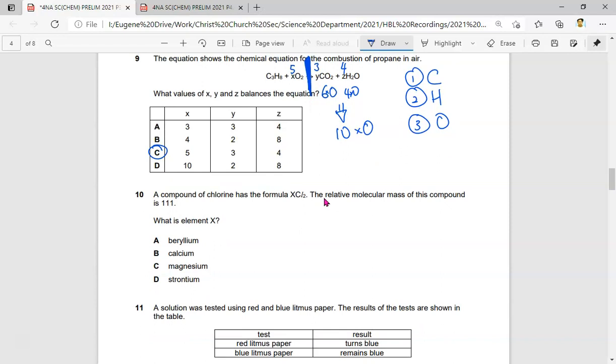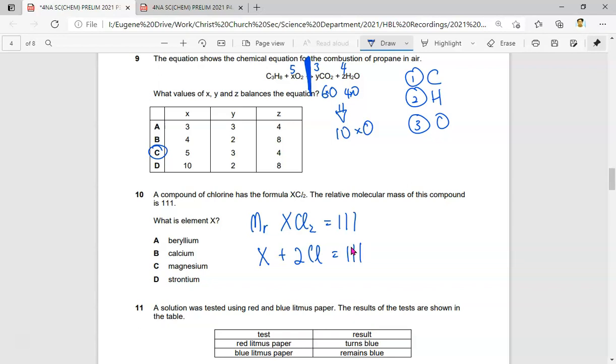Okay, next. A compound of chlorine has a formula XCl2. The relative molecular mass of this compound is 111. What is element X? So first thing, you know that the Mr of XCl2 is 111. How to find the Mr? I take the Mr of X plus the Mr of 2 Cl, and I actually get 111. So the mass of X plus the mass of 2 Cl gives me 111.